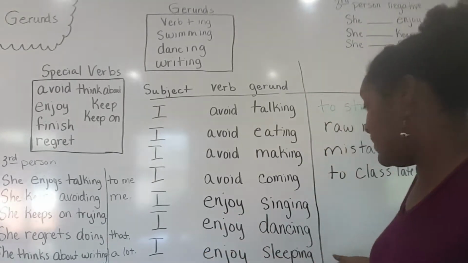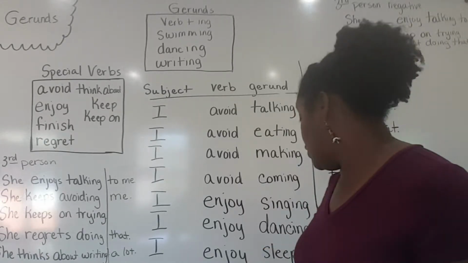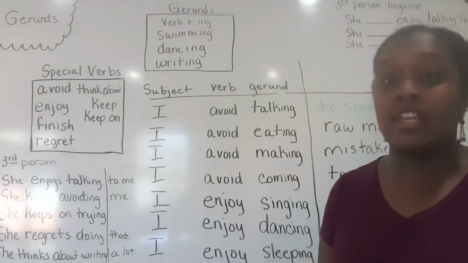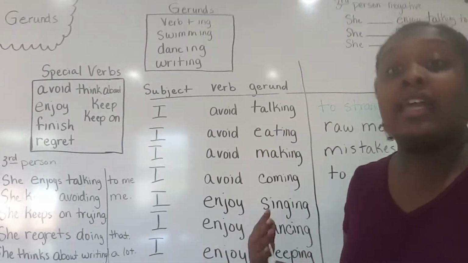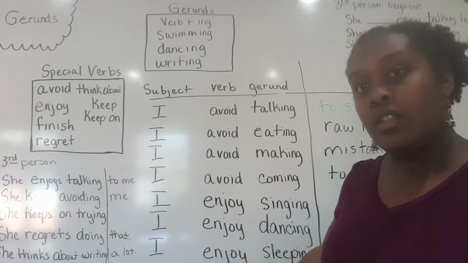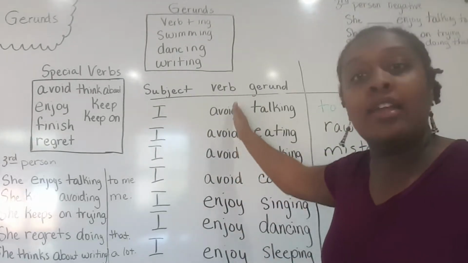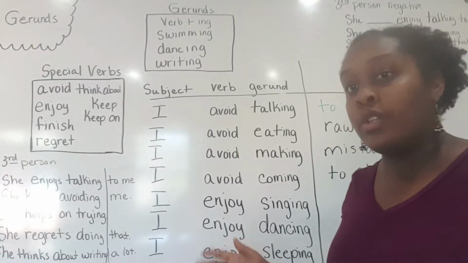Or I enjoy sleeping late. And I enjoy writing books. I enjoy writing poems, or I enjoy writing in general. So this is your construction. You have your subject, your verb, and it's a special verb. You cannot use any verb here, only your special verbs.